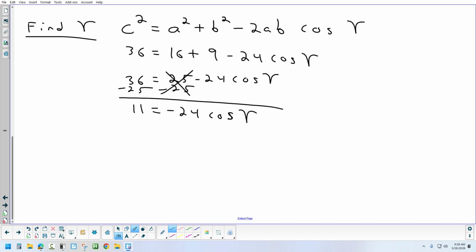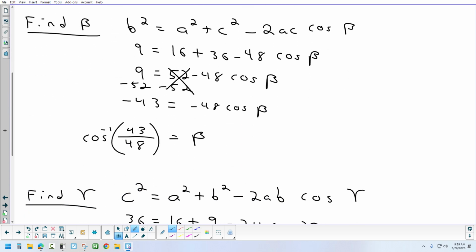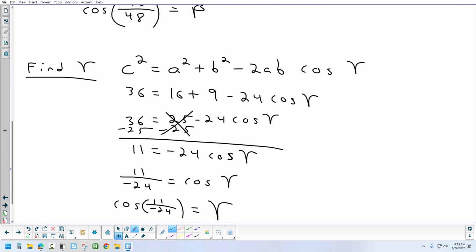Divide by the negative 24. Okay, now I have one thing left I need to get rid of. Yep. The inverse of cosine. Take the inverse cosine. And there's your answer. So notice I didn't use that 26.384. I didn't need it. I didn't use it for anything that we just did.